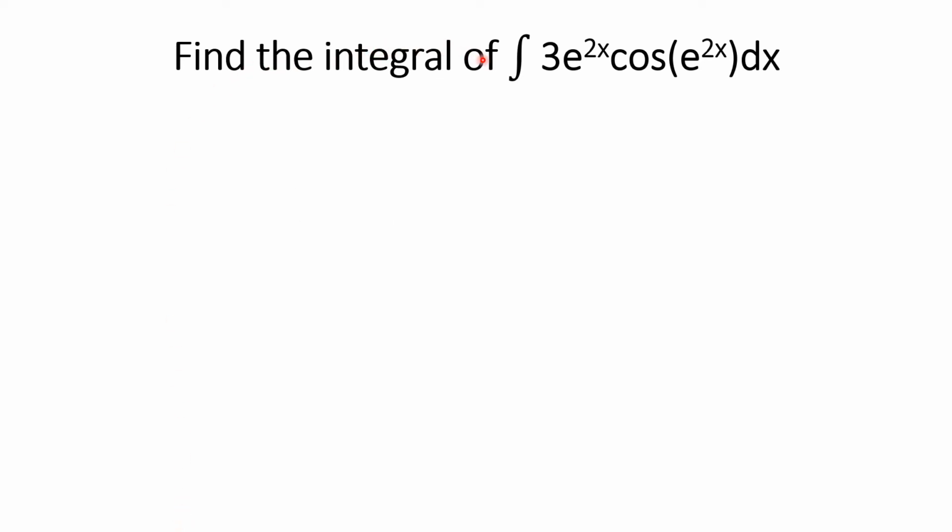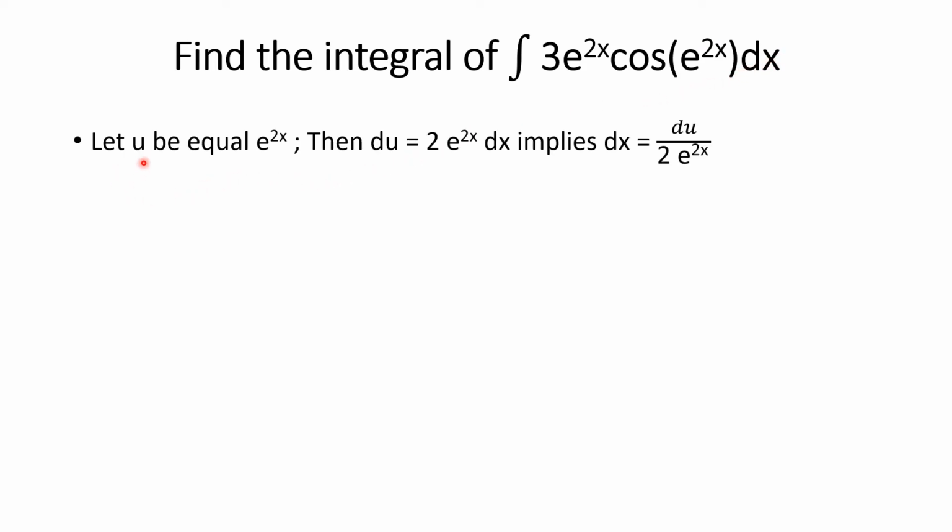Find the integral of 3 e to the power 2x cosine of e to the power 2x dx. We will also use integration by substitution. So let u be equal to e to the 2x. Then du is equal to 2e to the 2x dx. This implies dx equal to du divided by 2 times e to the 2x.